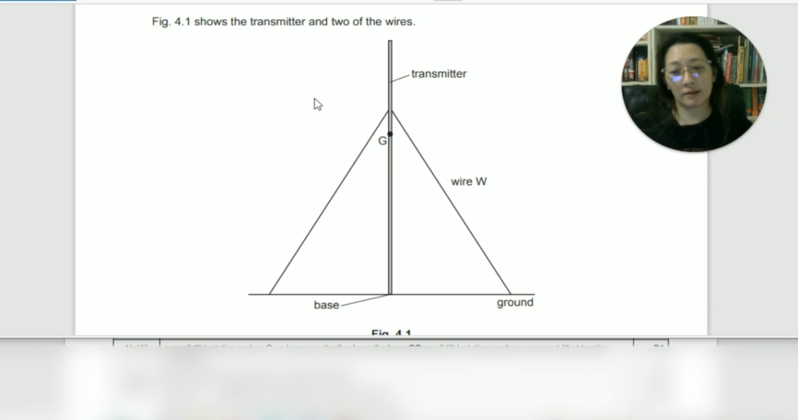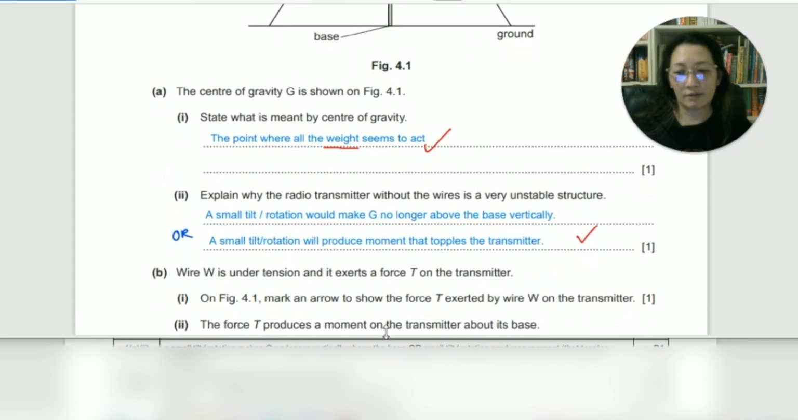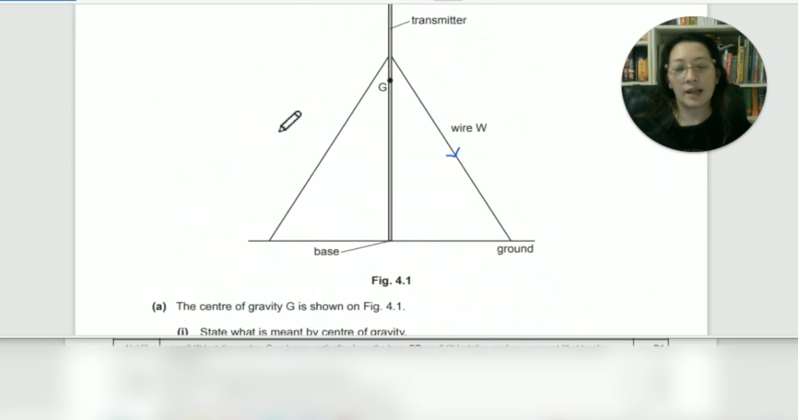So how to draw the force direction? Just draw an arrow on the wire like this. And don't forget to label. If you only draw the arrow without the label, the examiner might not know what your answer is. They're like, what is this? Is that some sketch that the student drew by mistake? Remember the question asked us to mark an arrow to show force T. So label the force T right next to the arrow that you have drawn.